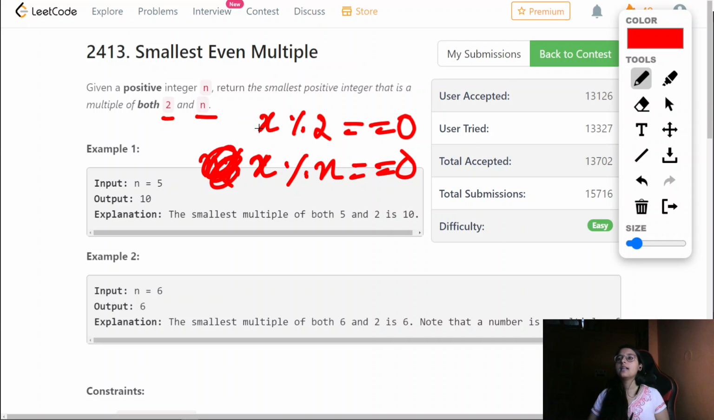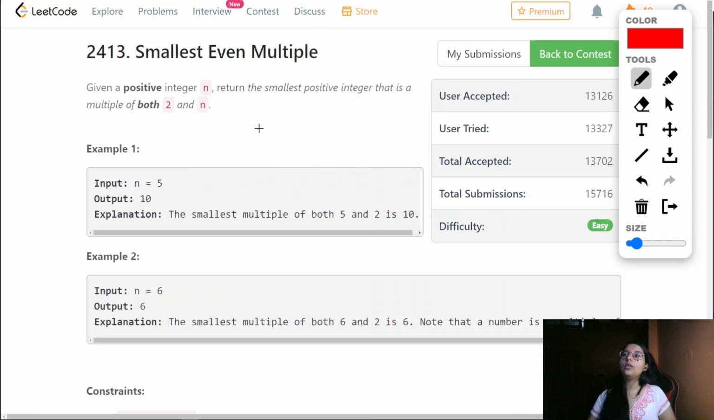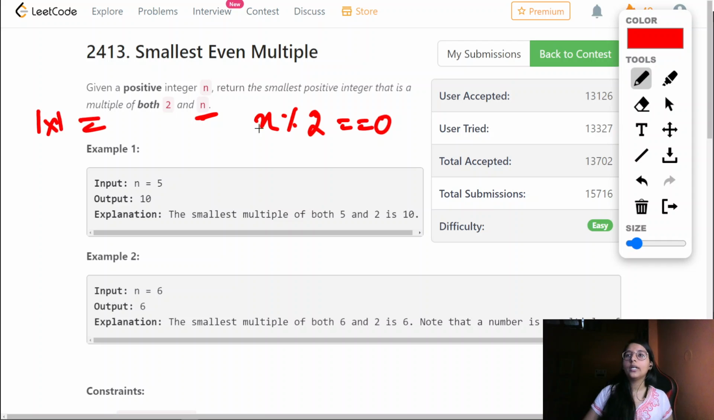Now comes the part. Let us say the other way round. If n itself is basically a multiple of 2, if n modulo 2 is equal to 0, then because here we are required to find a common multiple, a multiple of 2 and also of n, in this scenario n itself is a multiple. We all know that a number itself is a multiple of itself, right? Because 1 into 1 equals 1, so here 1 is a multiple of 1. So 2 into 1, here 2 is basically a multiple of 2 and 1.